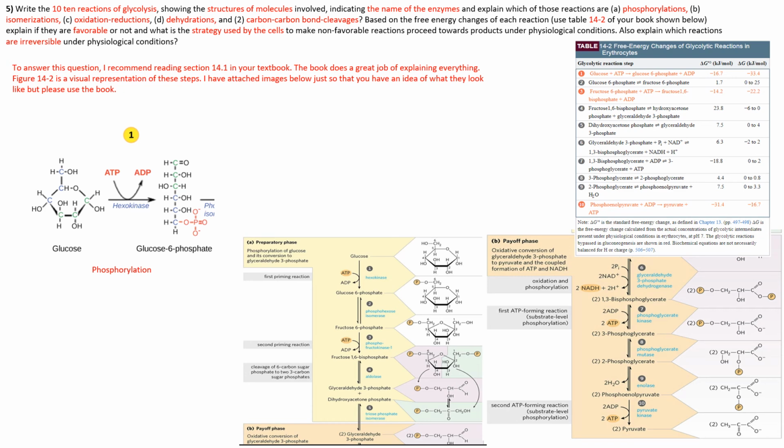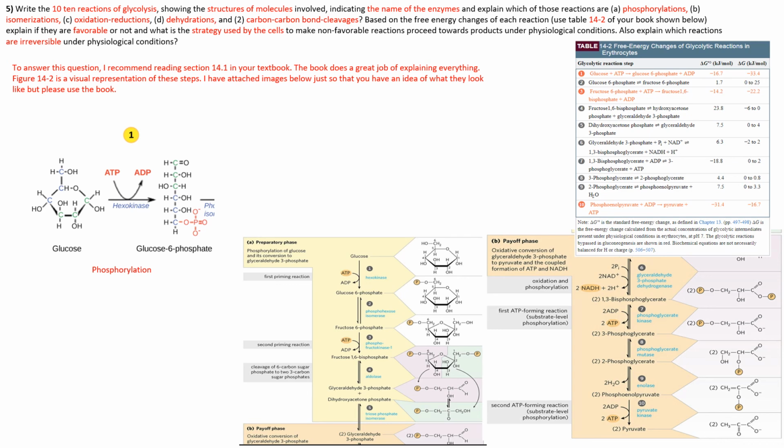Explain if they are favorable or not, and what is the strategy used by the cells to make non-favorable reactions proceed towards products under physiological conditions. Also explain which reactions are irreversible under physiological conditions. So to answer this question, read 14.1. The book does a great job of explaining everything.